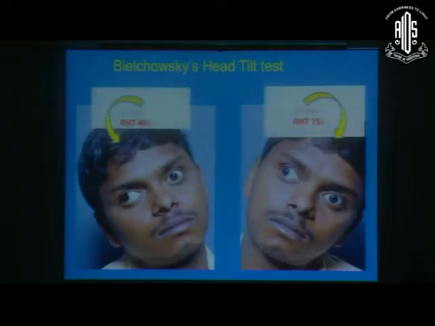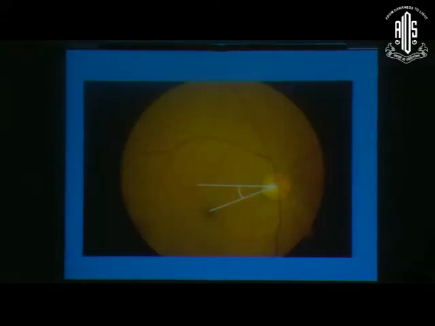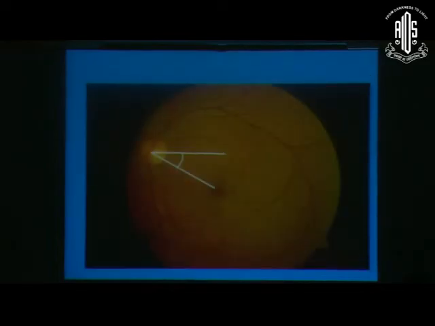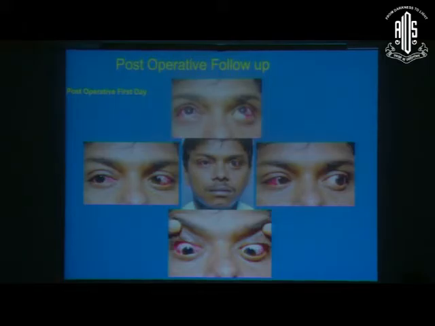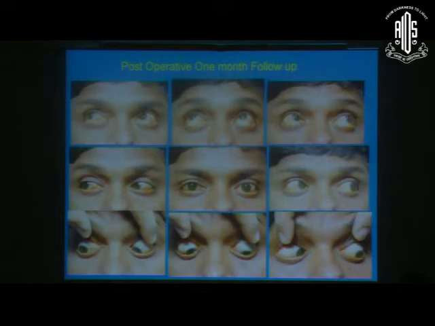So this is the head tilt picture. On right head tilt he has 40, and on left head tilt it's still not 0. He has 15 prism diopters of hypertropia, and these are his fundus pictures. This is very important, especially in acquired cases, to look at the torsion. So he had a tuck along with 3 horizontal rectus muscles for his exotropia.